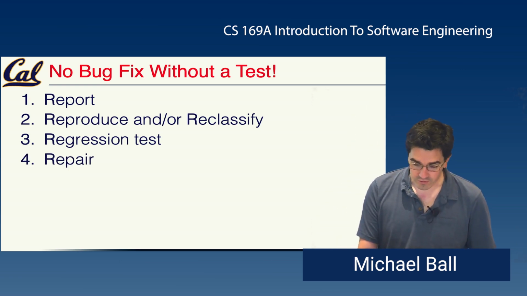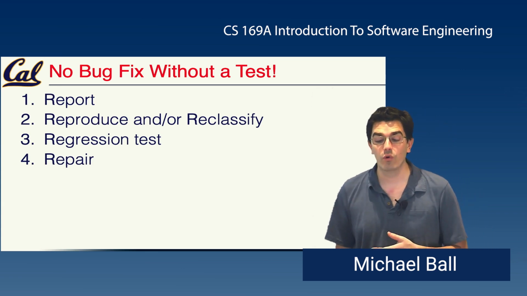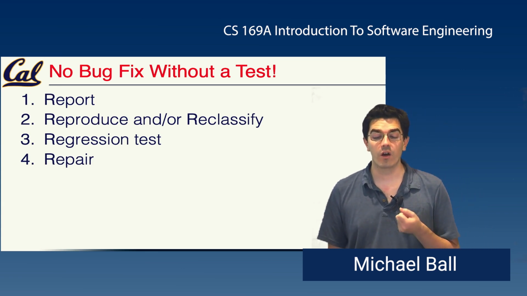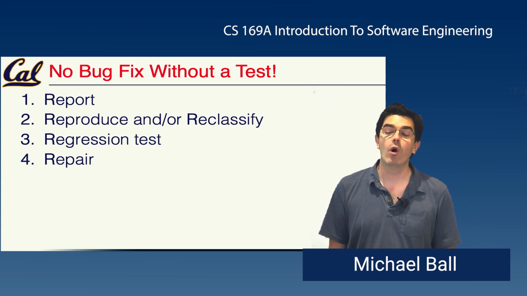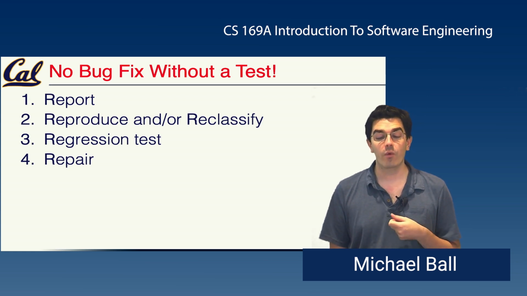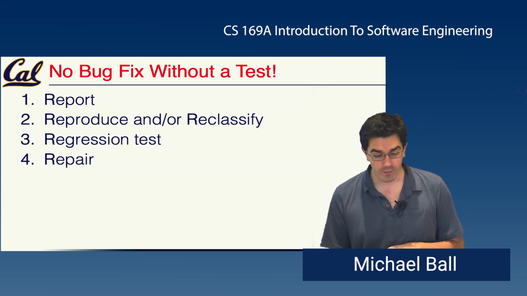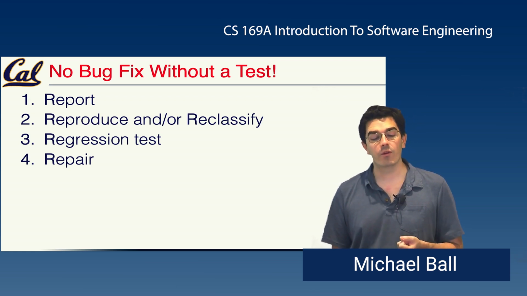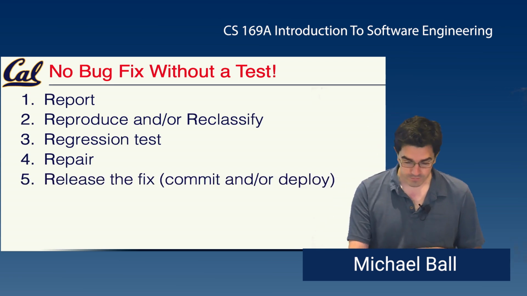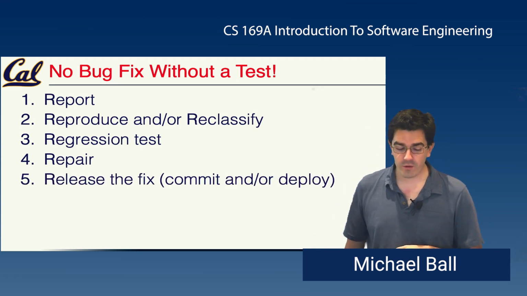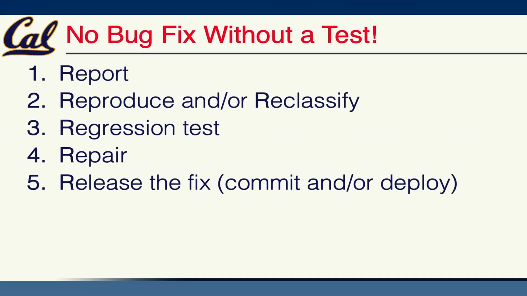And what is a regression test? A regression test will allow us to ensure that we see the results of a test failing before we fix the test case so that we can be sure that we're actually testing the right thing. Once we see a failing regression test, we can repair the bug. And once we see that regression test passing after our repair, we can release the fix. So that's pushing it to GitHub, deploying it hopefully.